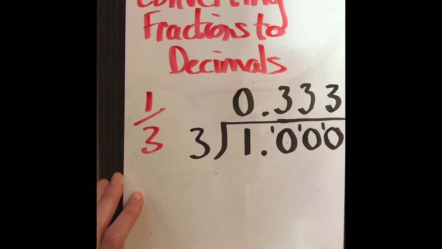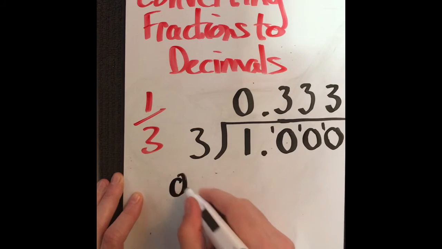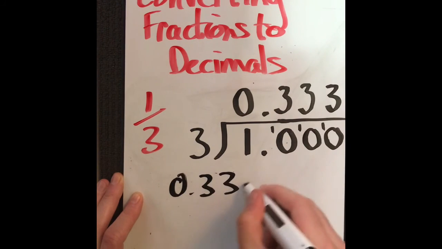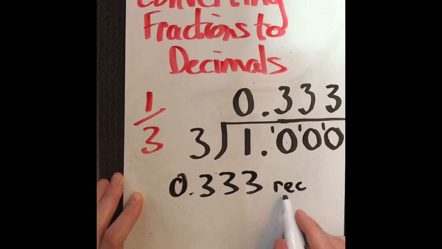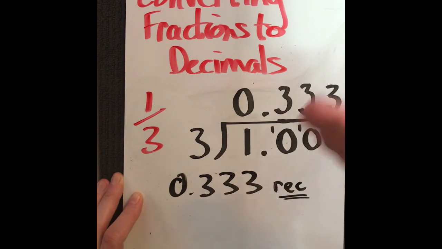Okay, so the answer, 1/3 converted to a decimal is 0.333, and then you could put REC, which means recurring, which means it keeps on going on and on. But that's just the way it is, and we'll move on now to looking at converting from fractions to decimals in an easier way.